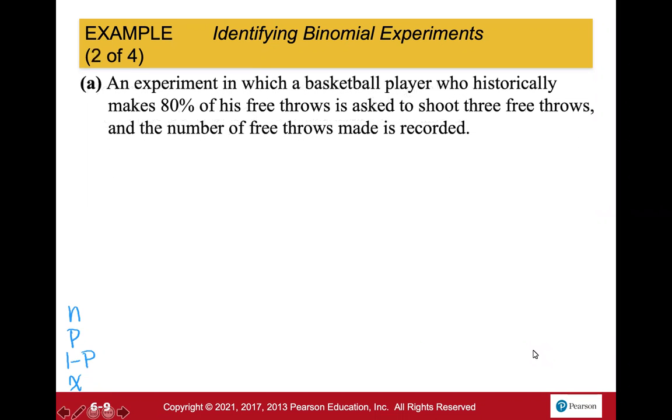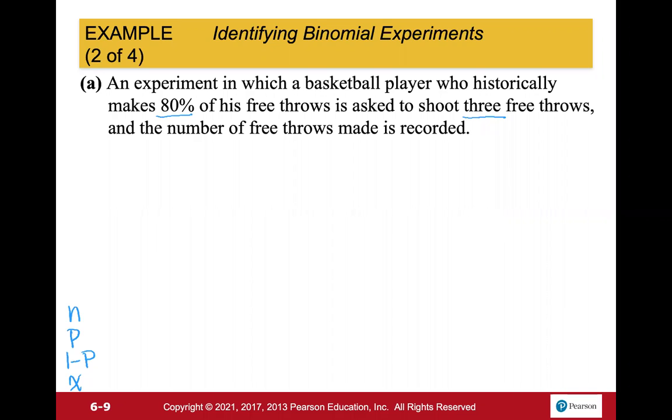So an experiment in which a basketball player who historically makes 80% of his free throws is asked to shoot three free throws, and the number of free throws made is recorded. All right, so here, let's highlight or underline the important things. So a basketball player who historically makes 80% of his free throws is asked to shoot three free throws, and the number of free throws made is recorded.